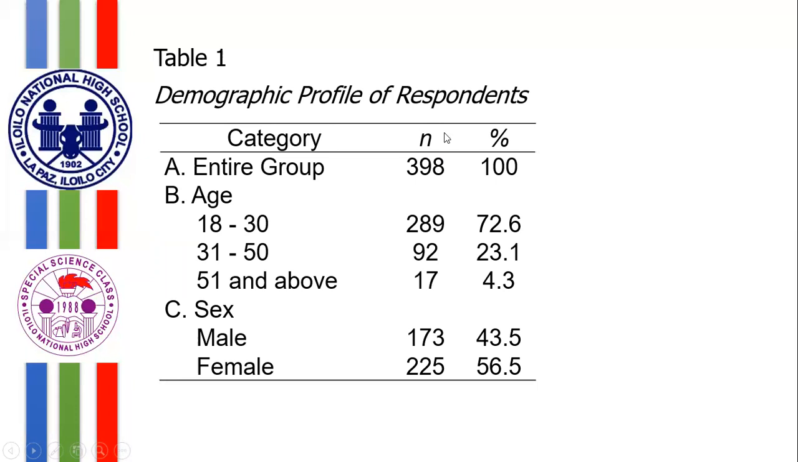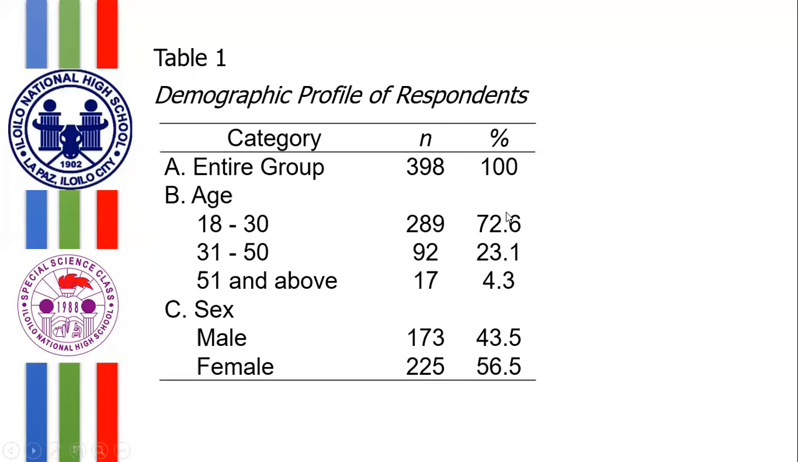And the small letter n here tells us about the sample size and the percent symbol out of the total. So for the entirety, we could see that there are 398 people, and that comprises, of course, 100% of the entire number of the respondents that you have. In terms of age, you found out that 289 of them are aged 18 to 30, 92 are aged 31 to 50, and 17 are aged 51 and above. For sex, 173 are male, and 225 are female.